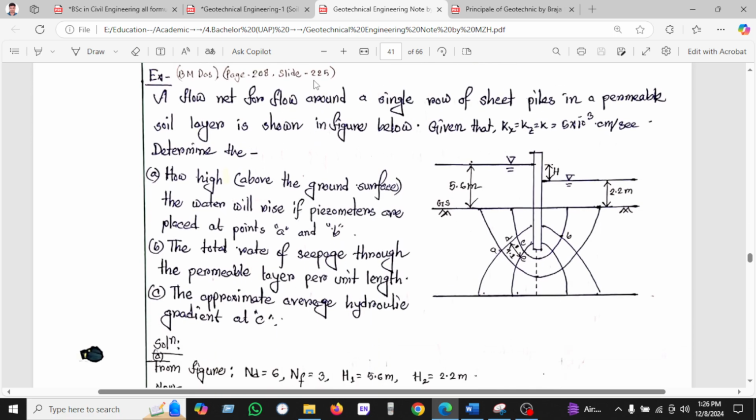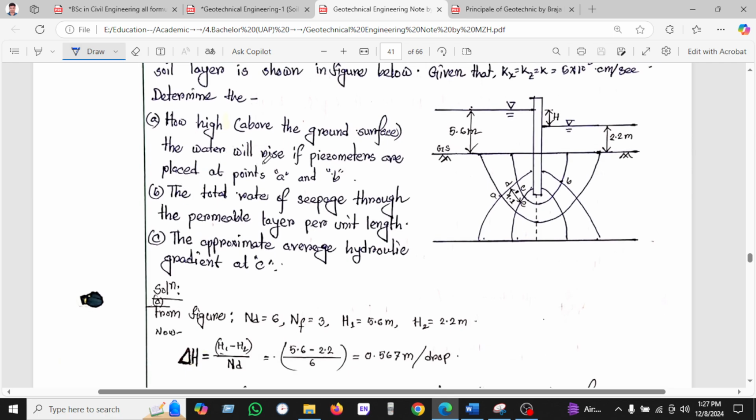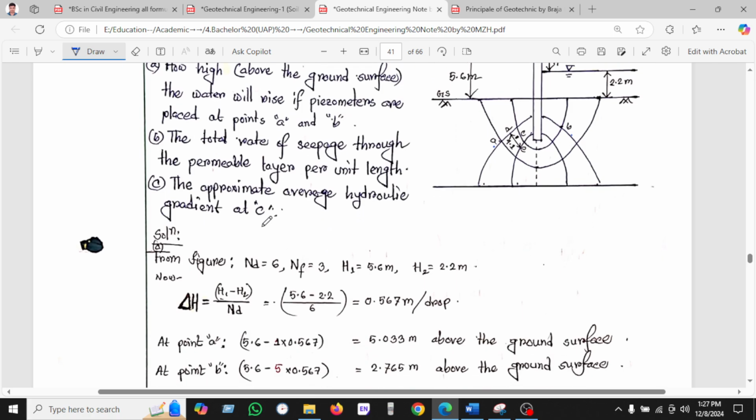The flow net around a single row of sheet pile in a permeable soil layer is shown in the figure, and K is given as 5.8. Piezometers are placed at the points A and B. Here is A and B. Determine the total rate of seepage through the permeable layer per unit length, and the approximate average hydraulic gradient at point A.